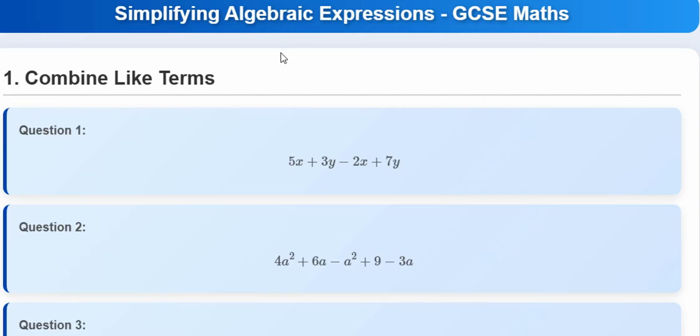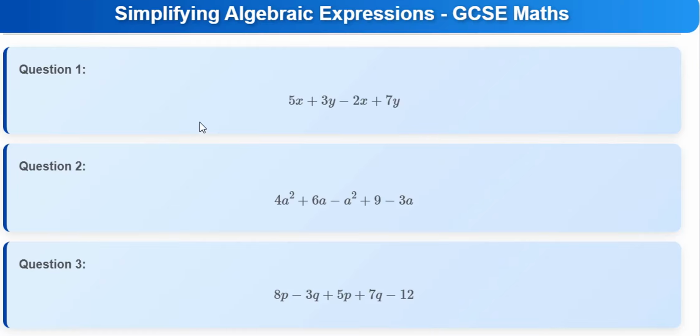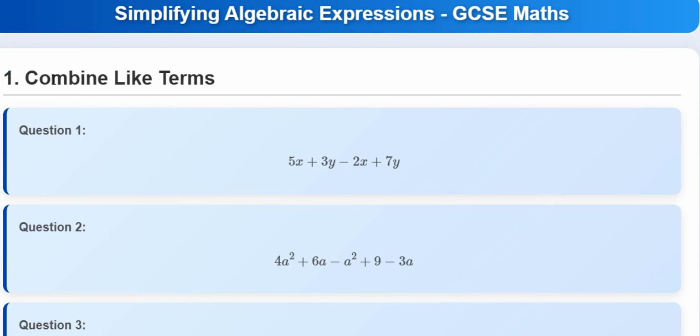Hello, in this lesson, we will learn how to simplify algebraic expressions using different concepts. The first one is simplifying using the combining like terms concept. For example, if you have a question like this, 5x plus 3y minus 2x plus 7y, and you are told to use the concept of combining like terms to simplify it, this is how we go about it.